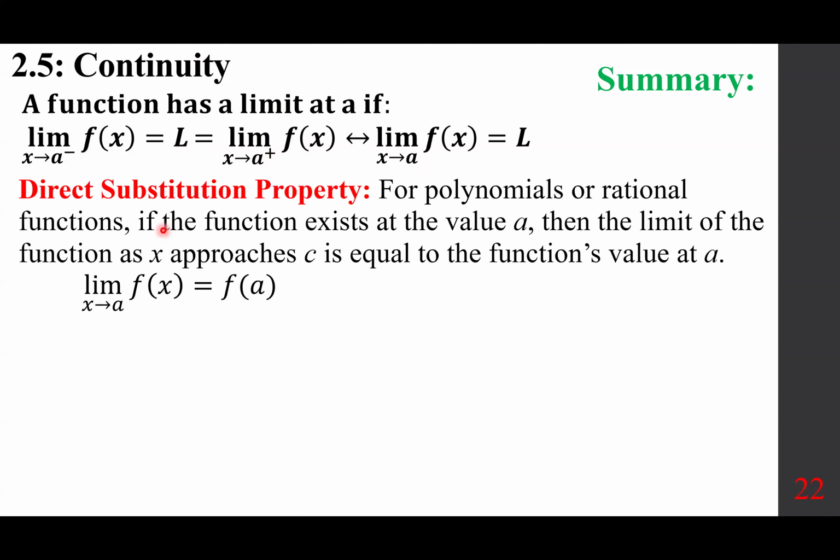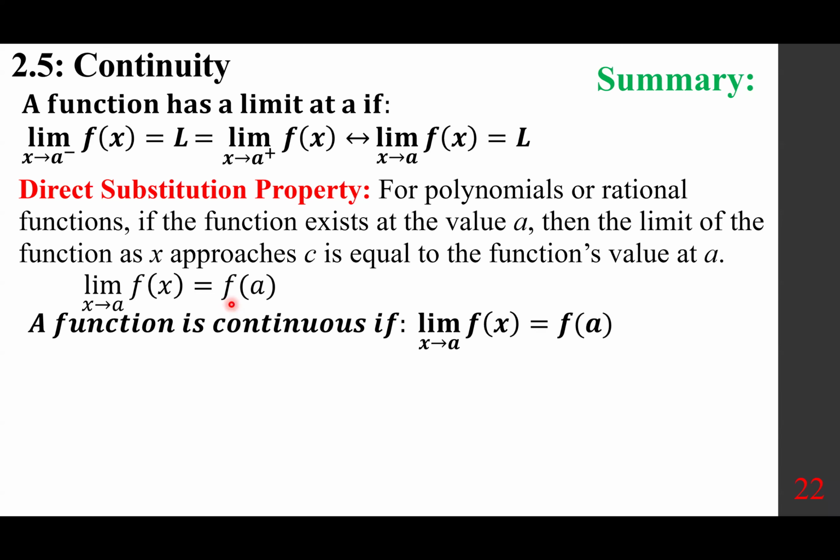Direct substitution property. For polynomials or rational functions, if the function exists at the value a, then the limit of the function as x approaches a is equal to the function's value at a. That means the limit of f of x as x approaches a equals f of a. This is the definition of continuity.